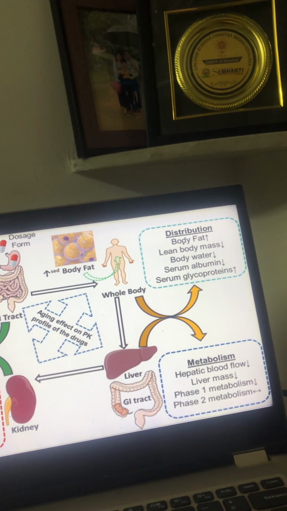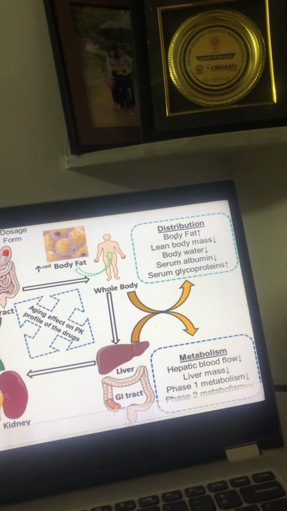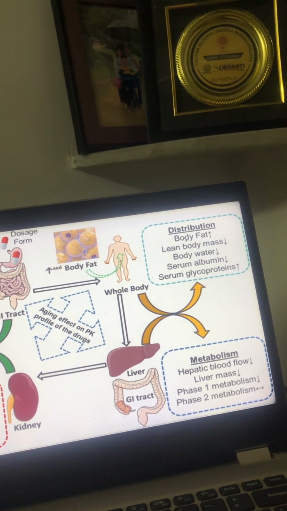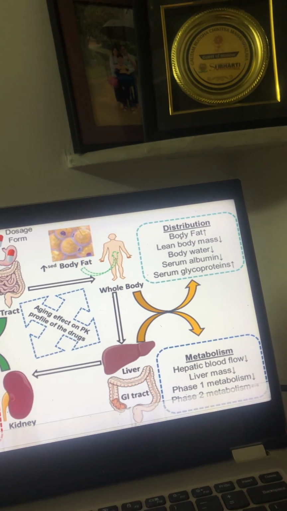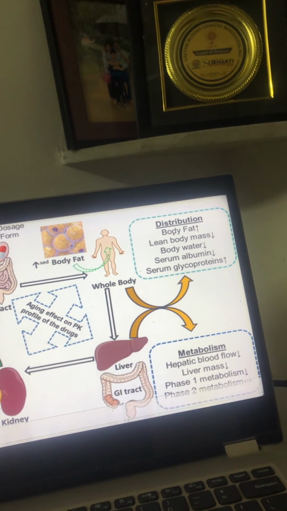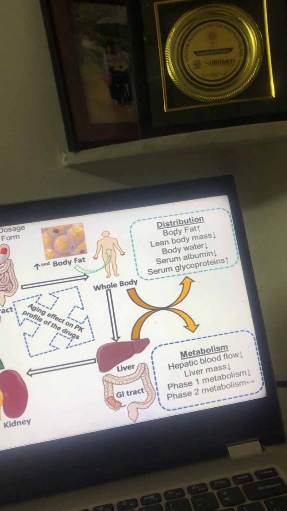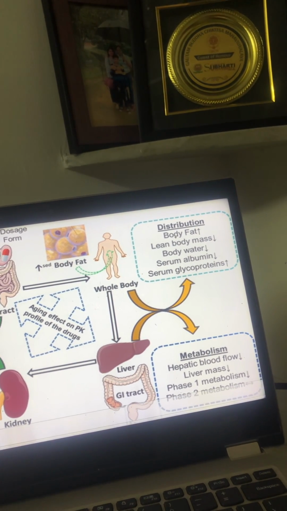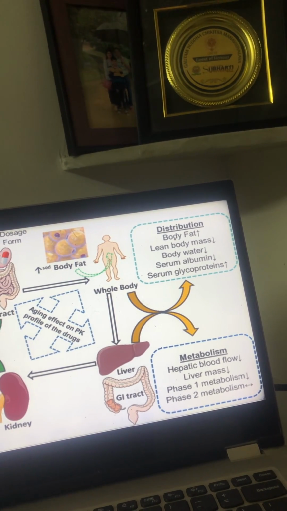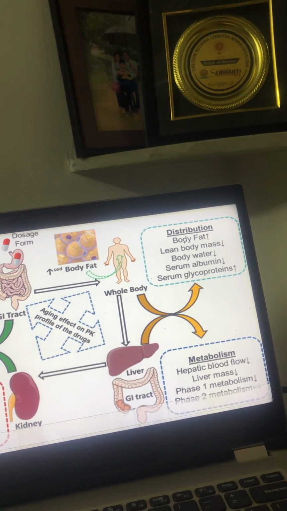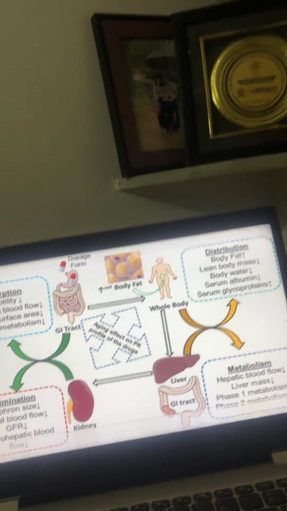ACE inhibitors like enalapril, perindopril, they undergo activation in the liver. So this is impaired in severe hepatic failure and hepatic congestion. ACE inhibitors are excreted by the renal route, so they need dose reduction. And all negative inotropic drugs need dose reduction in cardiac dysfunction in the elderly.